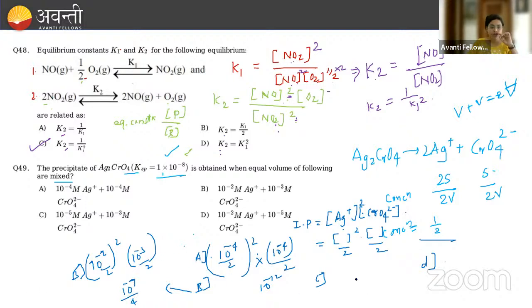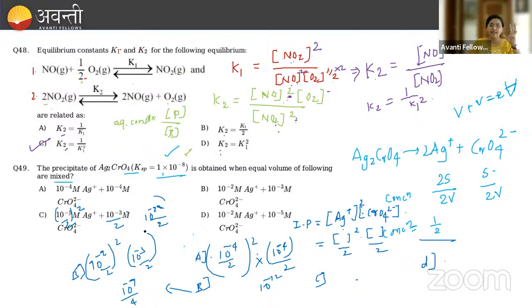For C, it is what? (10 raised to minus 5) square, divided by 2. So 5 square are what? 25 minus 3. How much will it be? 22. So here 10 raised to minus 22 by 2.